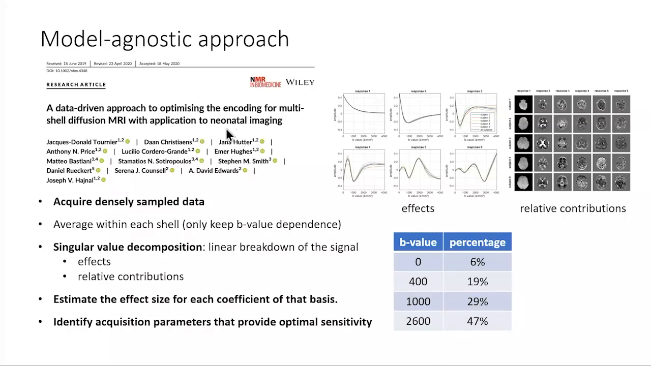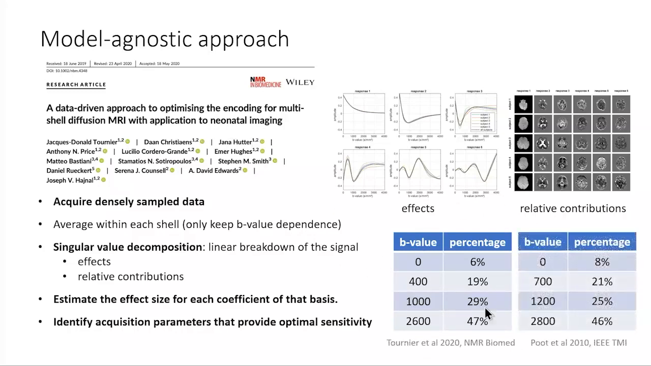They did this study in neonates, but their optimal acquisition scheme was actually surprisingly similar to the one from the paper from Poth et al., which operated on adult mean kurtosis distributions. But the general trend is that we need to acquire more directions at the higher B values, and we benefit a lot from multiple B value shells.